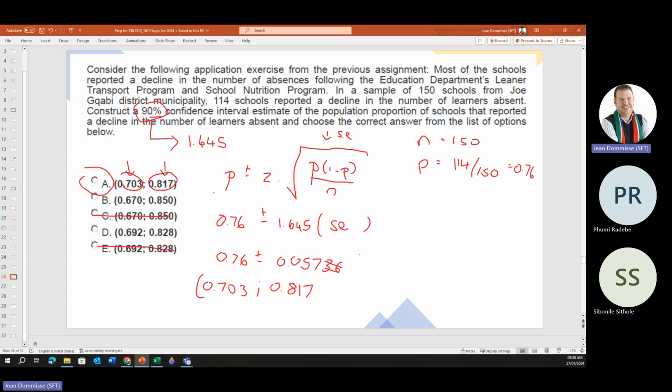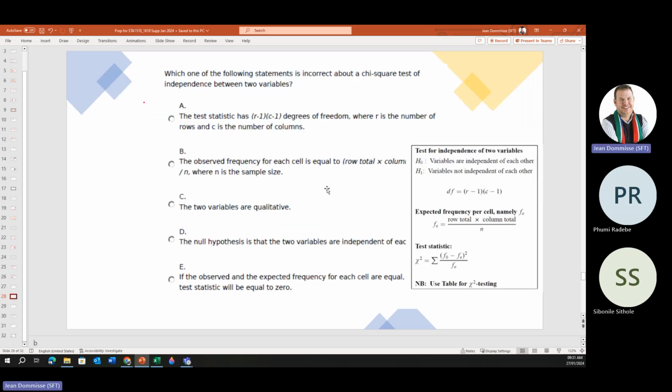Okay, so that is looking at confidence intervals for your population proportion. We also did the one around the mean. Then after confidence intervals, we basically go into chi-square testing.